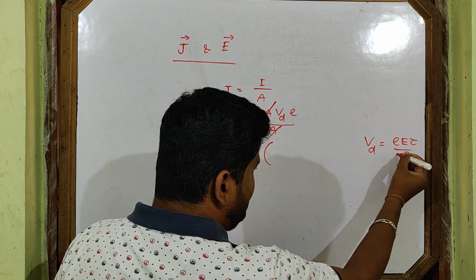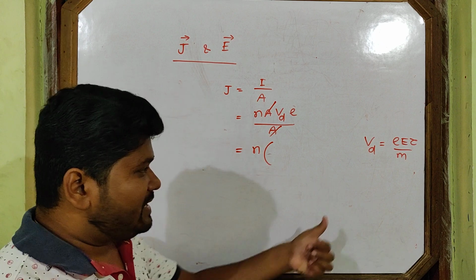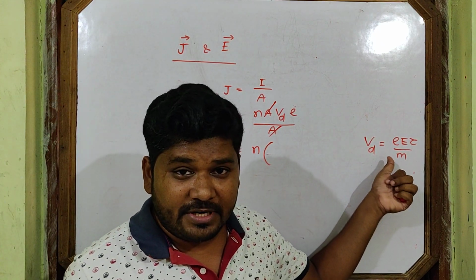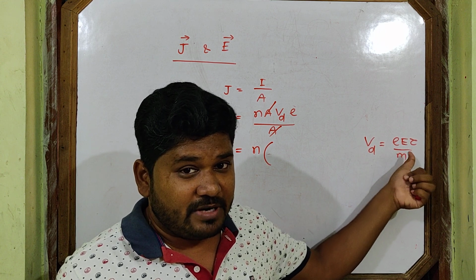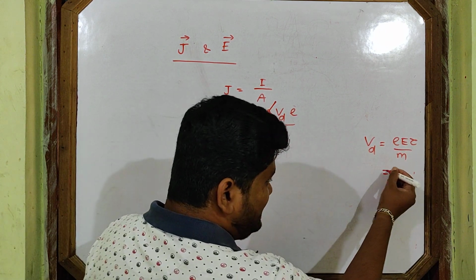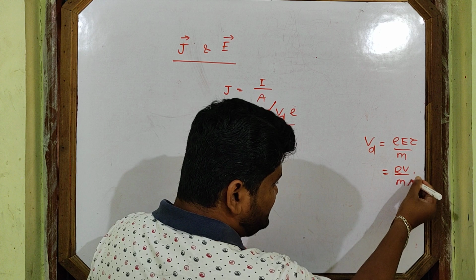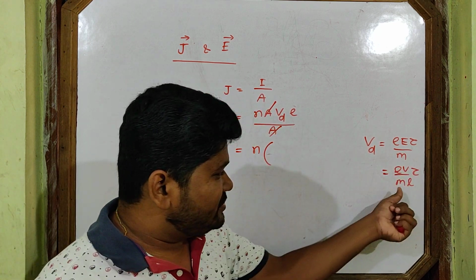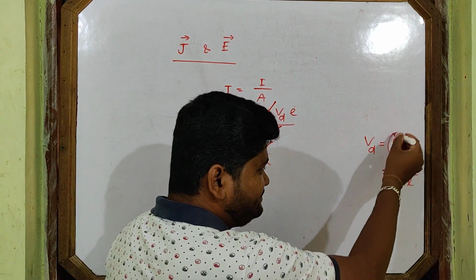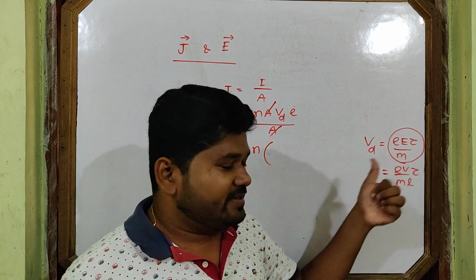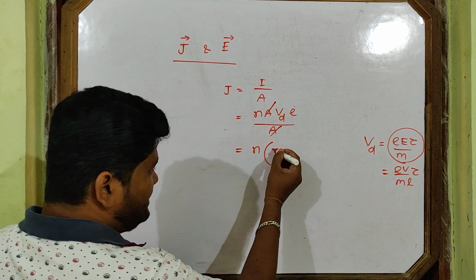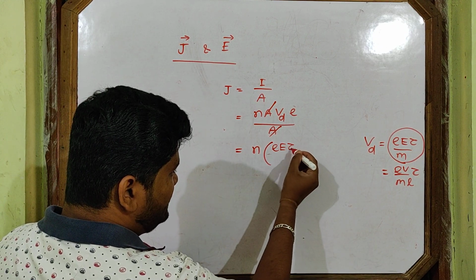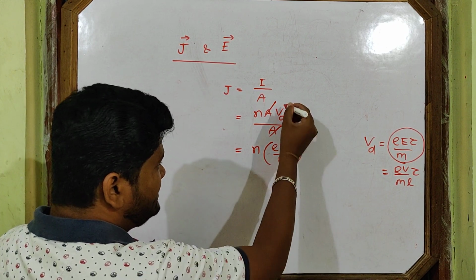v_d is equal to e E tau by m. In the first lecture you can see it. If you forgot, you can check. In the first lecture, we derived the drift velocity formula. After that, we finalized it to eV by ml into tau. Just before it, this formula is there. You can see the first lecture. Just above it, the formula is there. e E tau by m. I am writing this in place of v_d.